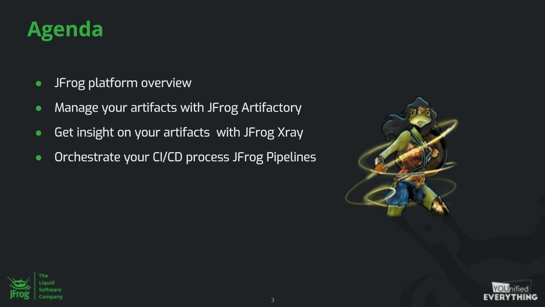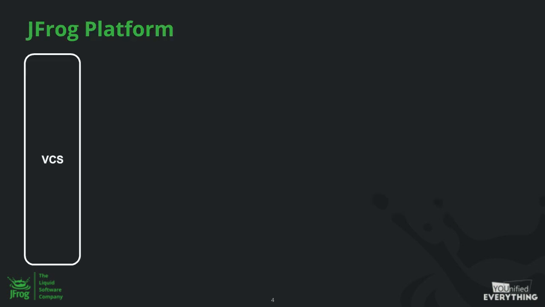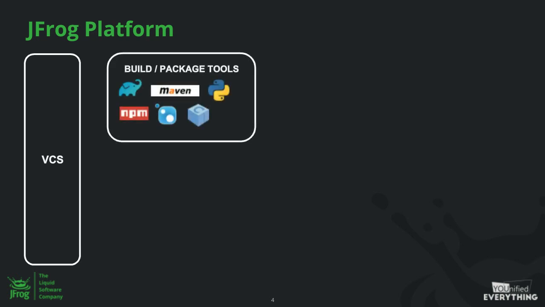Now let's dive into the first section, the JFrog platform overview. I will describe the platform by first briefly showing a standard delivery process, where you start with a VCS, a version control system, where you store your code in different source repositories. It could be Bitbucket, GitHub, GitLab, or SVN. During your process, you would mainly rely on build or package tools to perform the build.